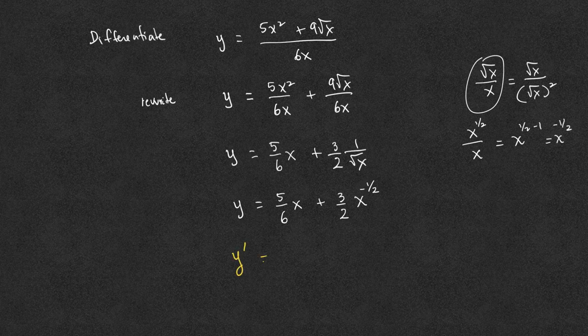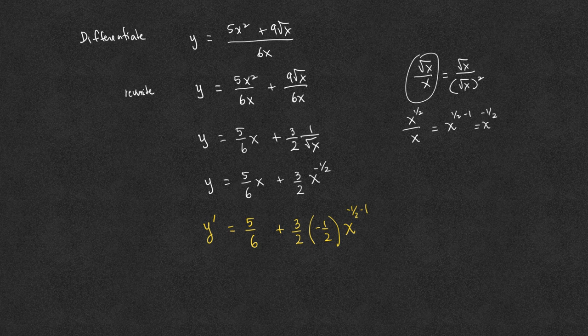Now, y prime equals the derivative of 5 over 6x, which is 5 over 6 using the power rule, since 5 over 6 is a constant multiple and the derivative of x is 1. Using the power rule again, we rewrite the constant multiple, bring down the power, rewrite the variable, and lower the power by 1. And so the answer is y prime equals 5 over 6 plus 3 times negative 1 is negative 3.